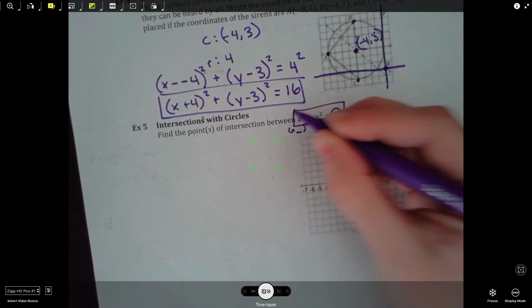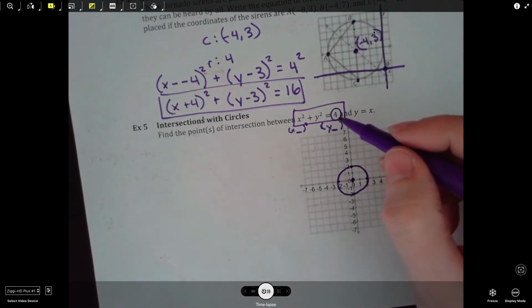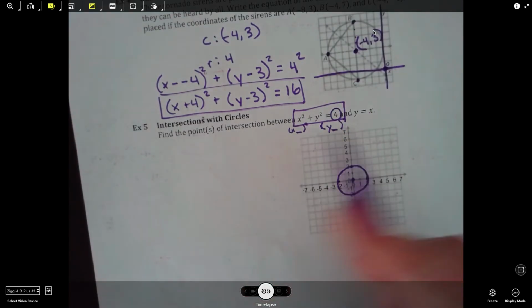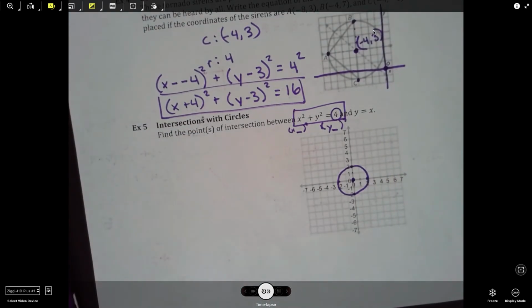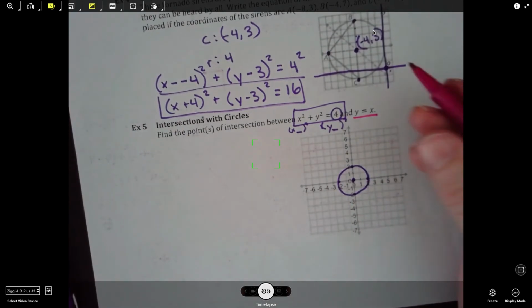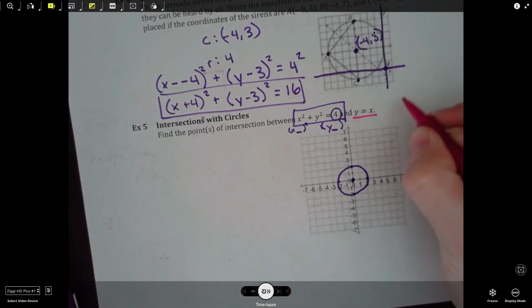Now, I want to see where this circle is going to intersect the line y equals x. y equals x is a linear function. Linear functions look like straight lines. Most linear functions take the form of y equals mx plus b, and to graph that, I always start at the b value.